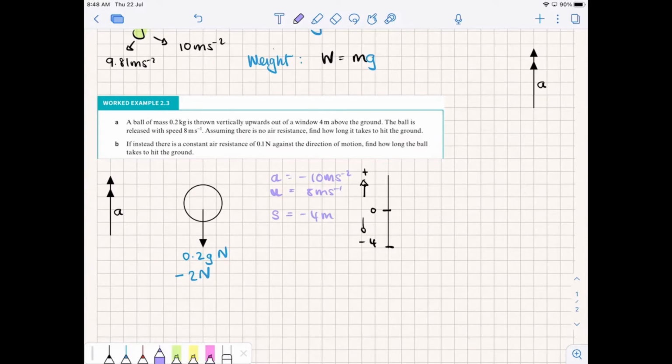Makes sense? Okay, now based on the information that we have, we want to work out time. So the best formula for this is: I have displacement, I have initial velocity, I want to work out time, plus a half a t squared because I have acceleration as well. And now it's just a matter of plugging in numbers and solving for t. So my displacement was minus 4, my initial velocity was 8, my acceleration is minus 10, t squared.